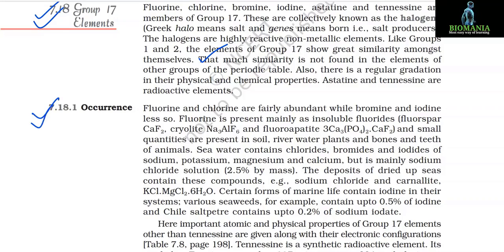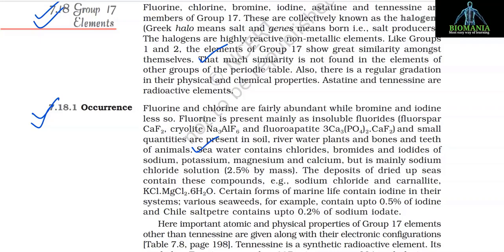7.18.1 Occurrence. Fluorine and chlorine are fairly abundant, while bromine and iodine less so. Fluorine is present mainly as insoluble fluorides: fluorspar CaF2, cryolite Na3AlF6 and fluoroapatite, that is 3Ca3(PO4)2·CaF2. And small quantities are present in soil, river water, plants and bones and teeth of animals.